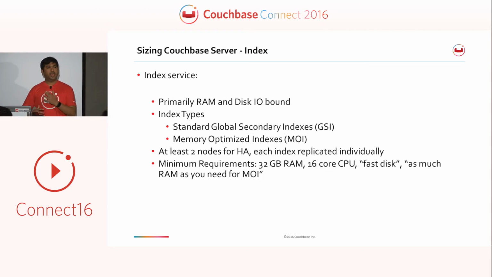So you have to size it in a way that the index fits into memory. As an example, if we have to index say 20 million documents, it's going to take a couple of minutes with memory optimized indexes, whereas with the global secondary index it's going to take between 20 to 30 minutes. So that's awesome for memory optimized. For sizing it, you just have to have as much RAM as required. And again, for high availability, you need at least 2 nodes.